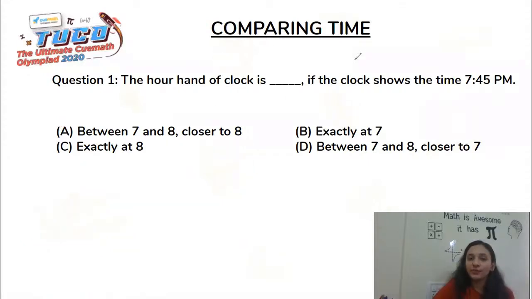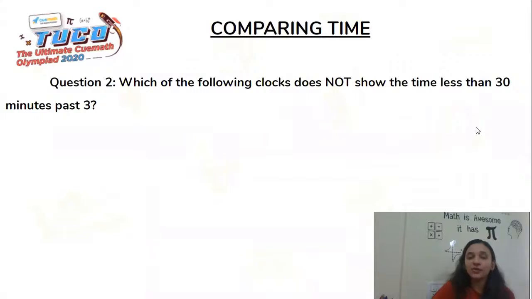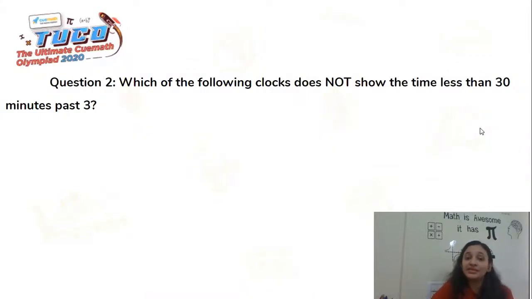So with this, we move on to our next question, and this is again on time. It says, which of the following clocks does not show the time less than 30 minutes past 3? We have not revealed the options yet, but 30 minutes past 3 would mean what? Now these are also some terminologies which you need to understand. What do we mean by quarter to 3, 15 minutes past 3, 30 minutes past 3, all of these things.